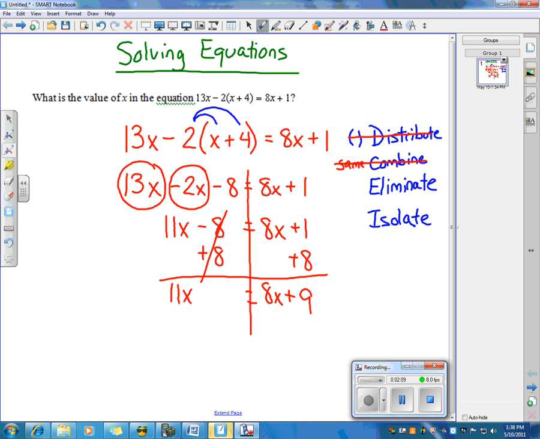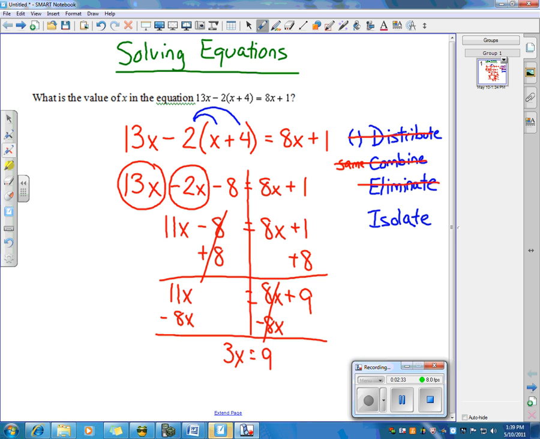Now, in this case, there's two x terms left. So to balance it, I'm going to want to get rid of this one. I'm going to subtract 8x on both sides. The 8x's cancel out. I have 9 on the right side, and I got 3x on the left. So now I'm down to one x term and one number.